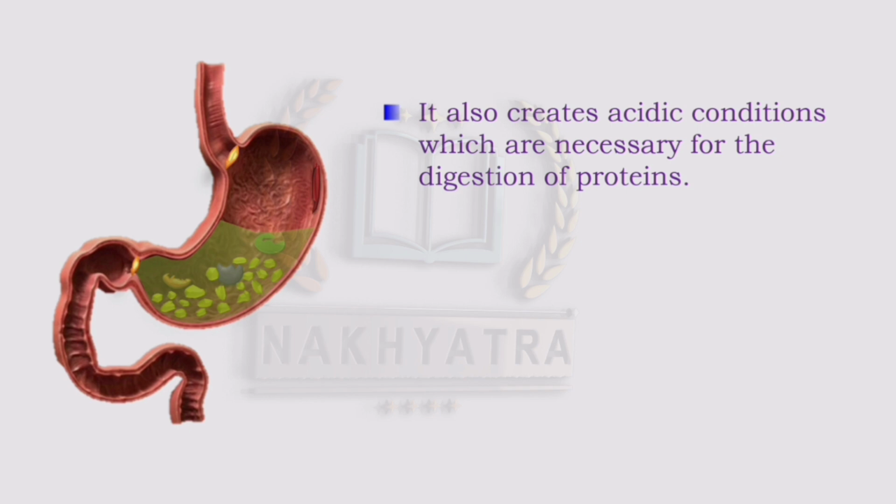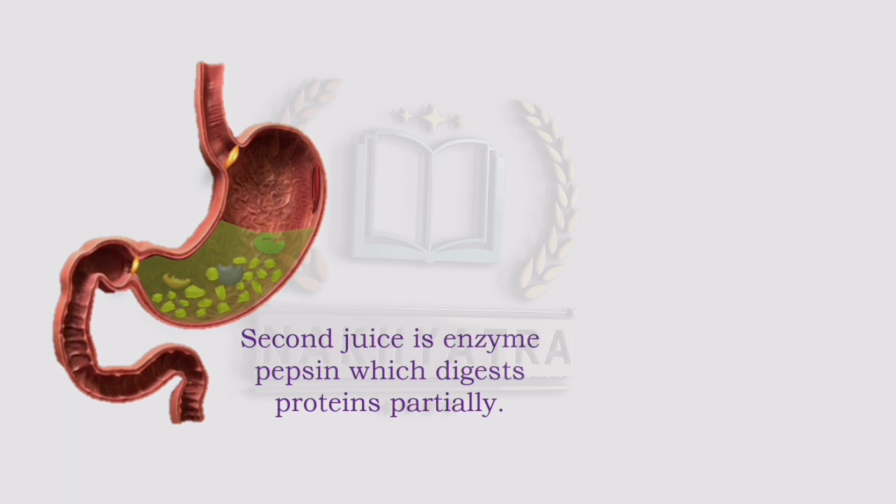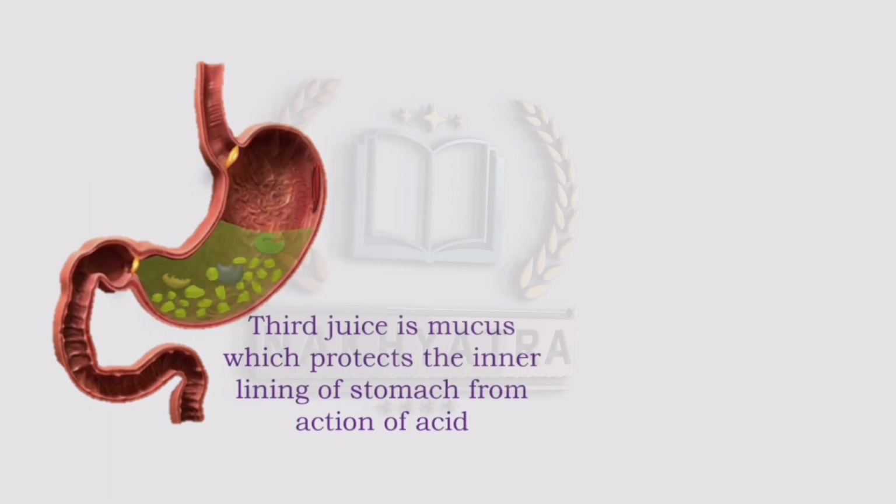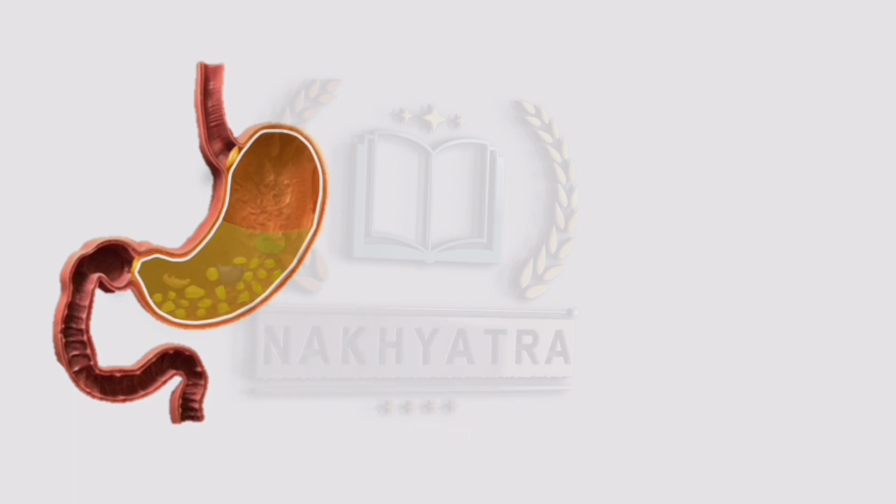Are you clear, students? Alright, now the second juice is the enzyme pepsin, which digests proteins partially. So the enzyme pepsin digests the proteins partially. Alright, so this is pepsin, this is protein. Okay, now see, the third juice is mucus, which protects the inner lining of the stomach from the action of acid. Now see, this is the inner lining of our stomach, and mucus protects the inner lining from the action of acids.